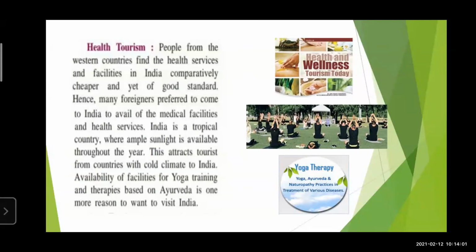Now, India is a tropical country, which means it has a warm climate all year long, and ample sunlight, which is important for our bones, blood cells and immune system, is available throughout the year. What happens because of that? This attracts tourists from cold-climate countries to India. Tourists from countries like Russia, where it is very cold, Canada, the US and Sweden come to our country because we have ample sunlight and a tropical climate.